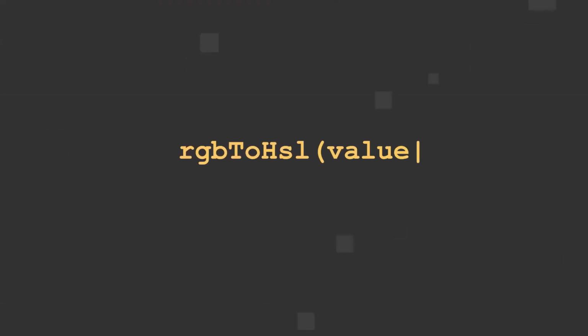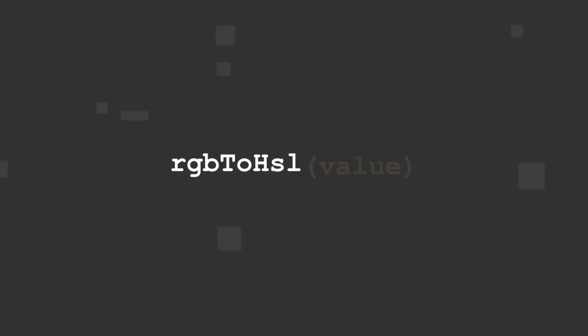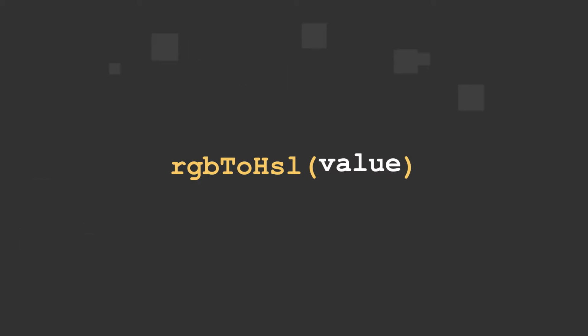The RGB to HSL and HSL to RGB methods provide a way to easily convert colors from one value type to the other. It starts with a method name, followed by a set of parentheses, and inside the parentheses is a single argument representing the color value to convert.